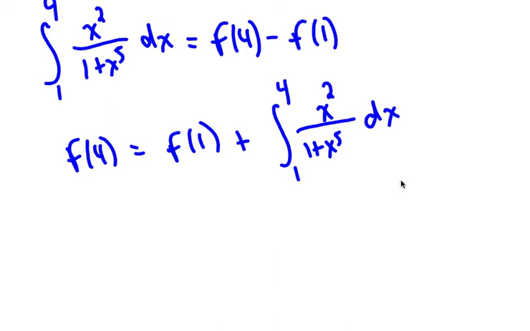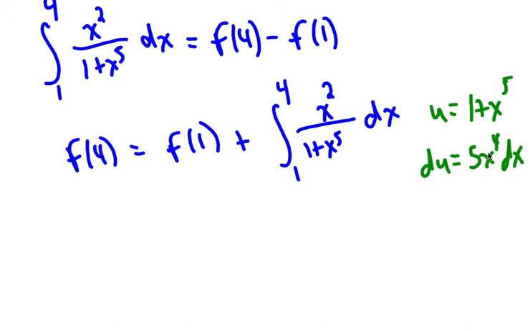Let's try and do this with u substitution. Now, I know when we're first looking at this, we're going to say, well, if we set u equal to 1 plus x to the fifth, then du is equal to 5x to the fourth dx. And I think this was another multiple choice question.